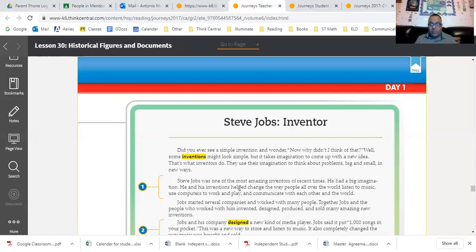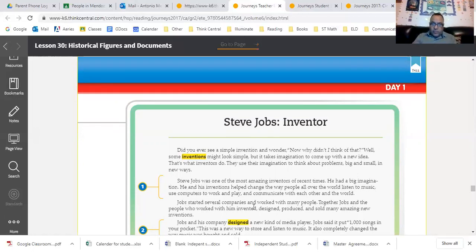Or, here's the problem. Some inventors take someone else's invention and claim it as theirs, and they never give the credit to the person who actually made the invention. That's just a part of life.